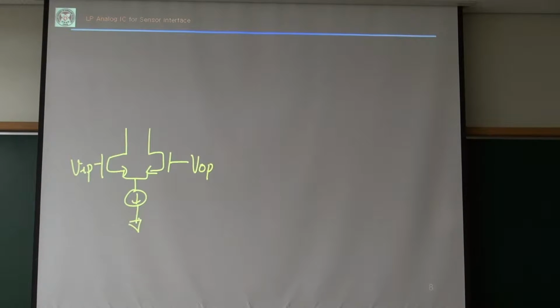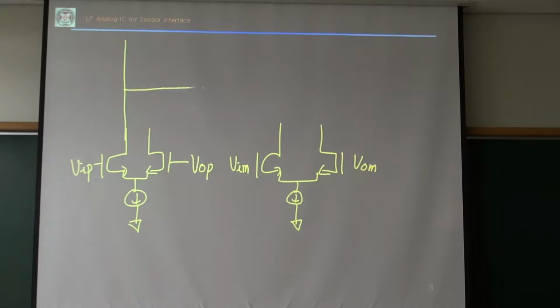Okay, and then I put BIM with BOM because those two voltages will track each other. So how can I add them together? So my BIP must be connected like that, right? So those two inputs must be connected together.